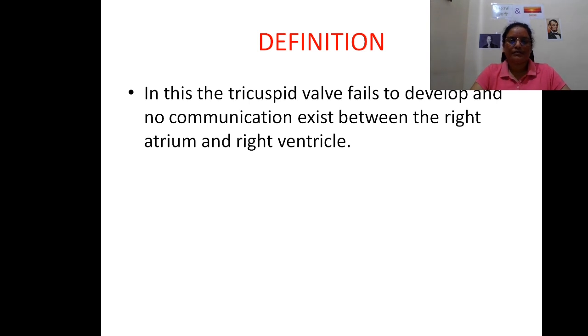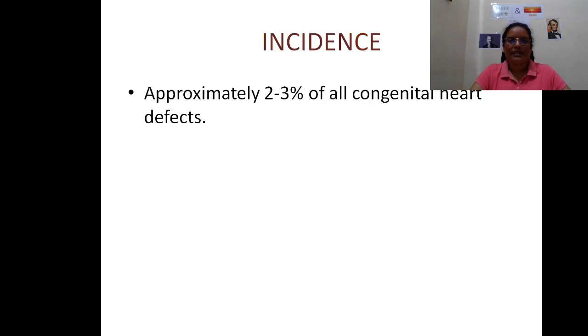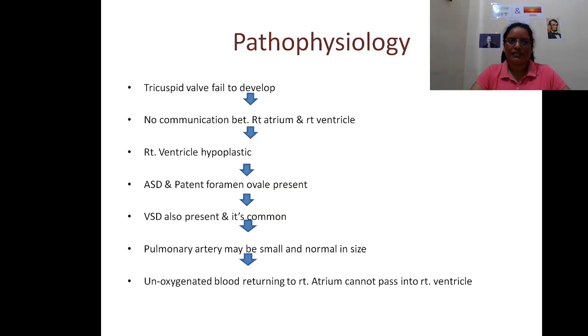Okay, next is the definition. In this, the tricuspid valve fails to develop and no communication exists between the right atrium and right ventricle. Okay. Then the incidence: approximately 2 to 3% of all congenital heart defects. Next, the pathophysiology.